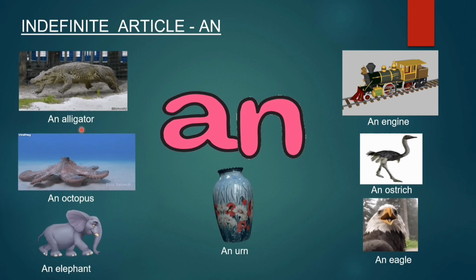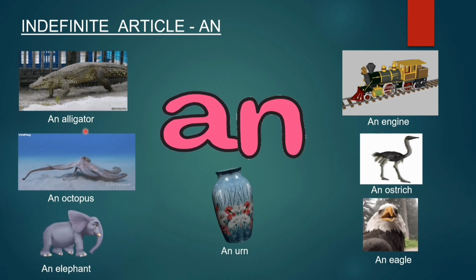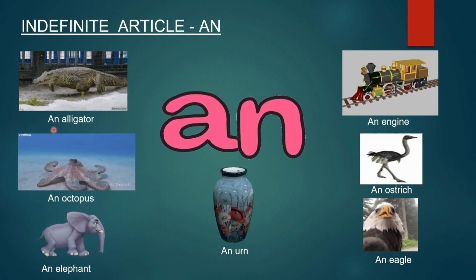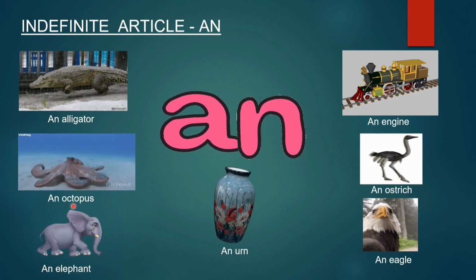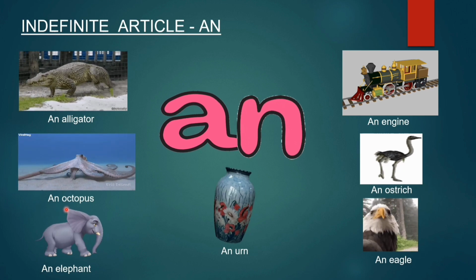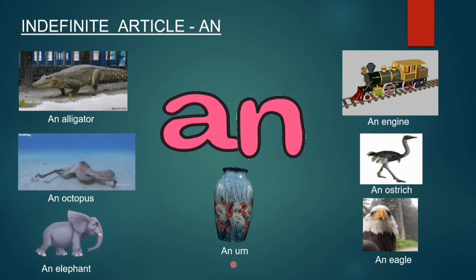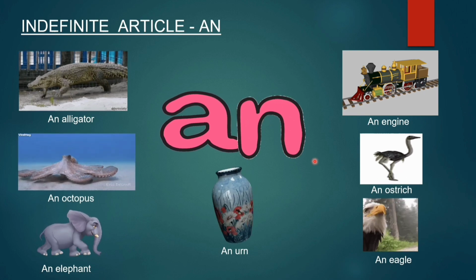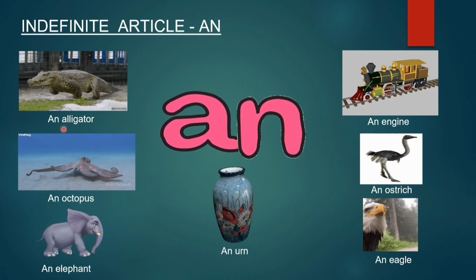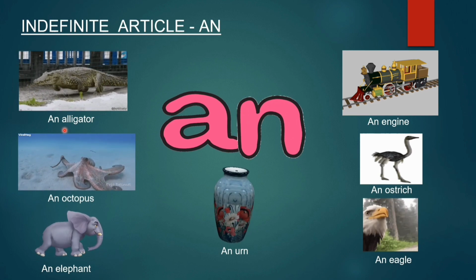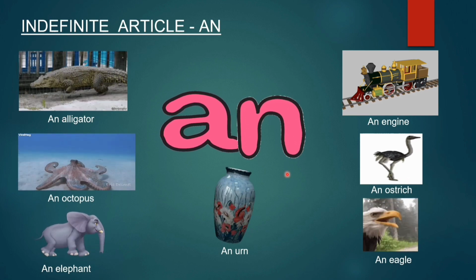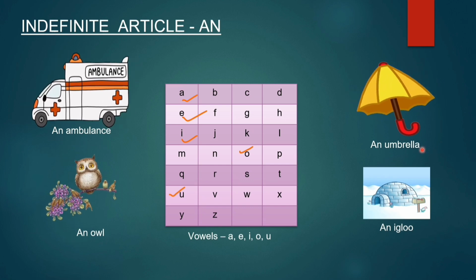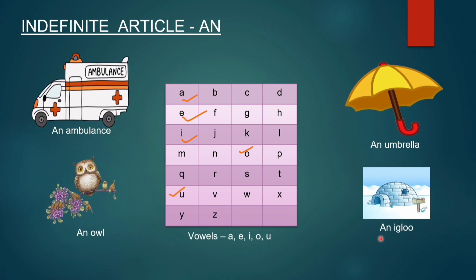Children, we use the article an before the words that begin with a vowel or vowel sound. The words like these are preceded by the article an: an alligator, an octopus, an elephant, an urn, an engine, an ostrich, an eagle. Here the first letter of the words begins with a vowel, so an is used. Let's see some more examples. An ambulance, an owl, an umbrella, an igloo.